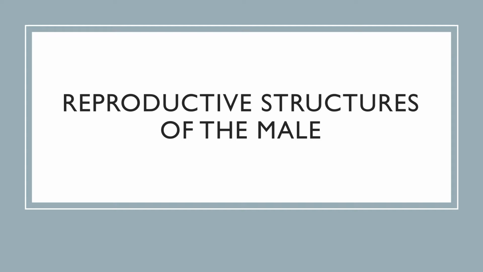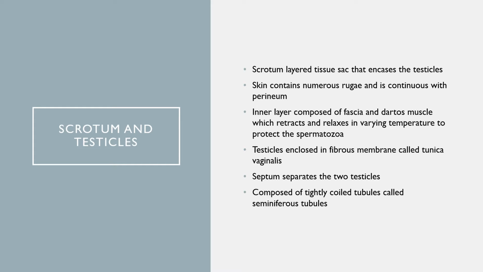All right, just a review here of the reproductive structures of the male now. We're going to start with the scrotum and testicles. The scrotum is a layered tissue sac that encases the testicles. Skin contains numerous rugae or folds, and it is continuous with the perineum.